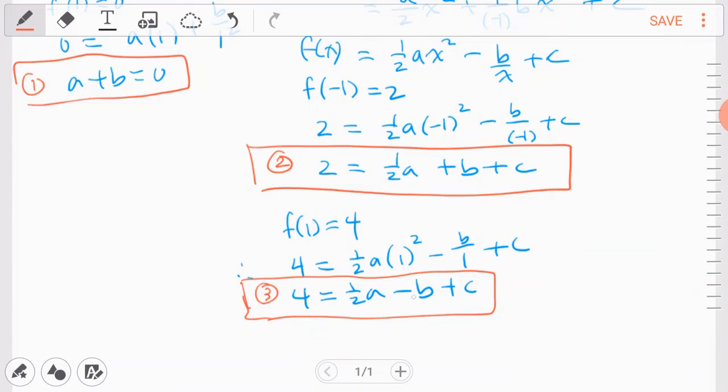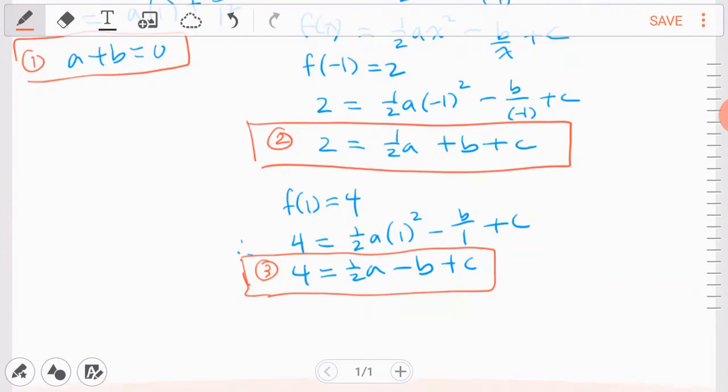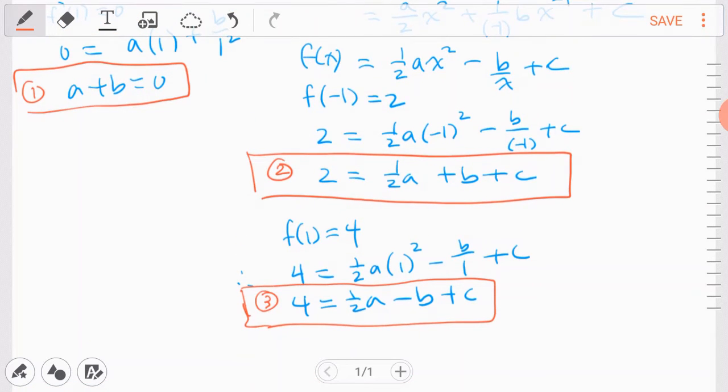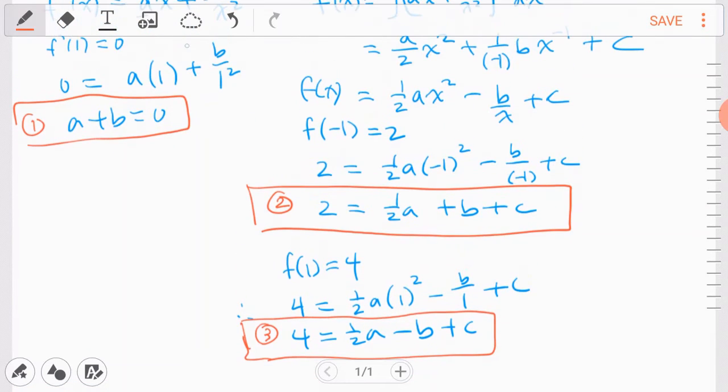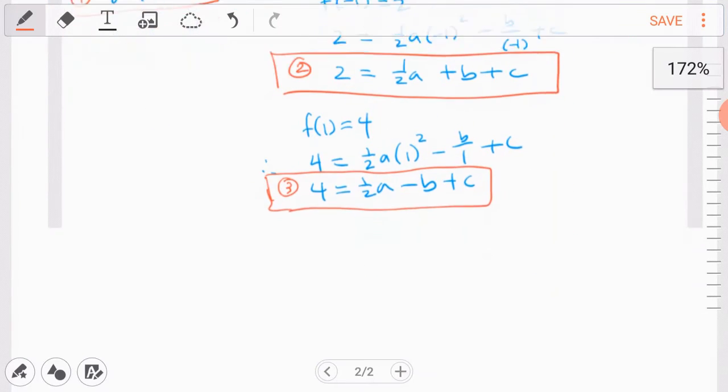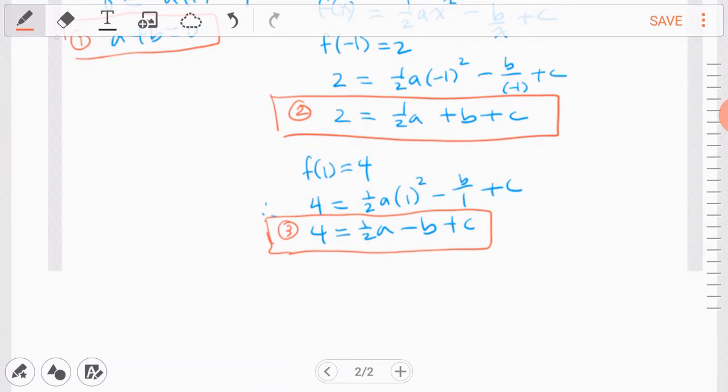Now if you look at equation 2 and 3, you'll notice that both of these equations have 1 over 2a terms and a positive c term. And this makes it easy for us to eliminate these equations. I'm going to have to move to a new page here as I'm running out of room. So let's keep going.